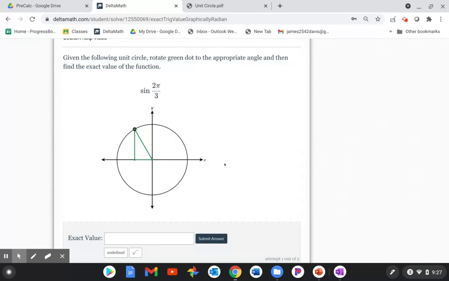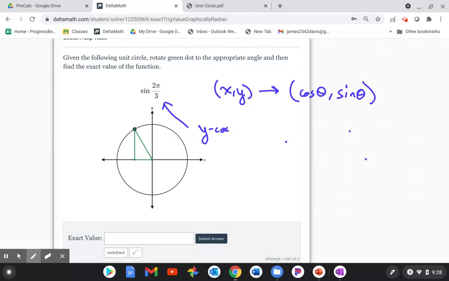And then we're going to find the sine of that. Now remember, the sine corresponds to the y coordinate. X comma y corresponds to the cosine of theta comma the sine of theta. So just like x comes before y in the alphabet, cosine comes before sine in the alphabet. So if we're asked for the sine of a coordinate, that means we want the y coordinate. Essentially what this is asking is find the y coordinate at 2 pi over 3 on the unit circle. Find the y coordinate at that point.